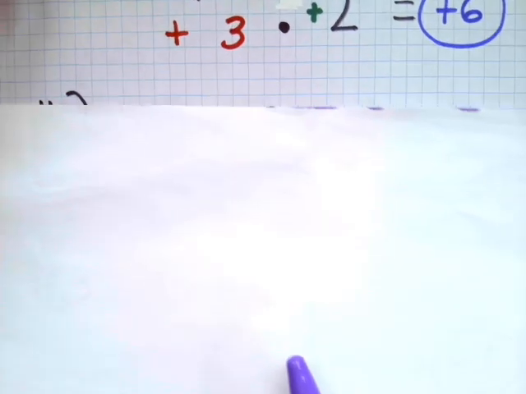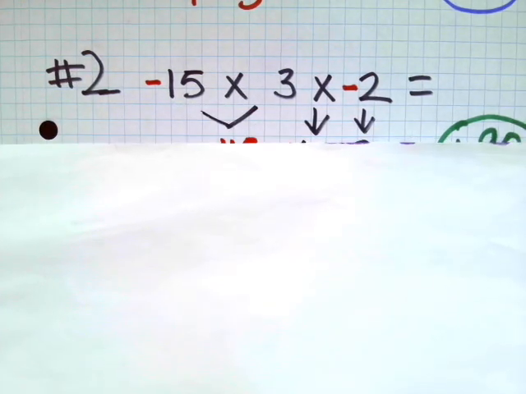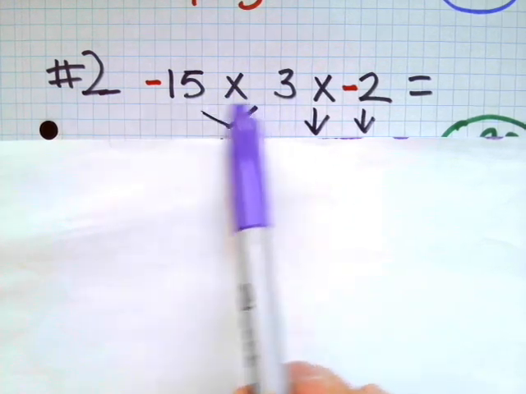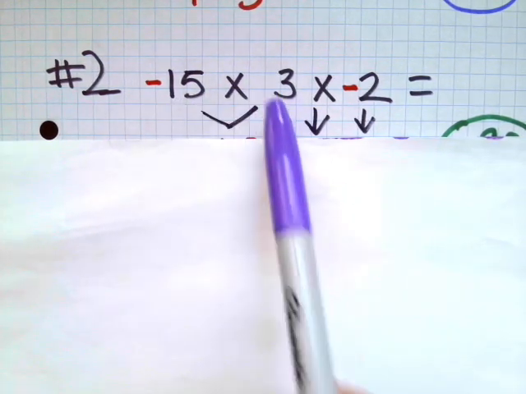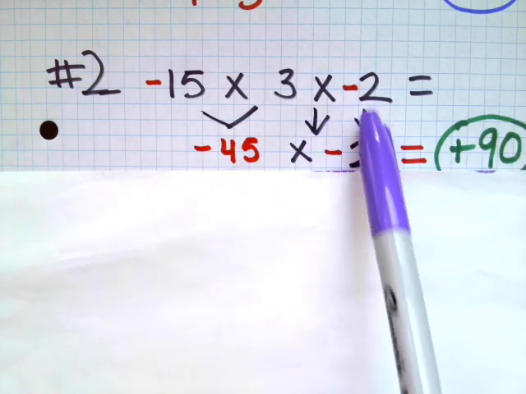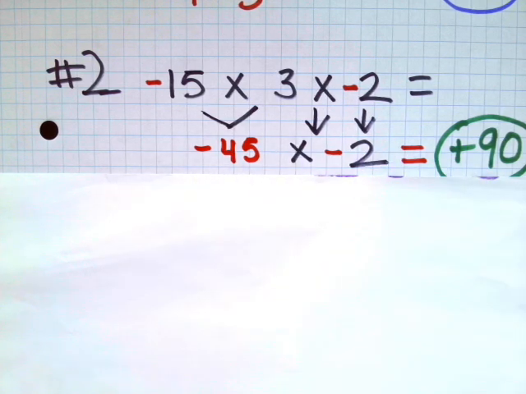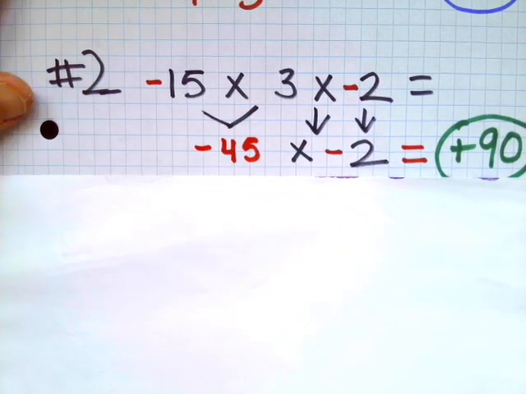All right, let's take a look here at number 2. Working left to right, one different sign, I'm going to have a negative answer. And 15 times 3 is 45. Bring down my multiplication, bring down my negative 2. Same signs are going to give me a positive answer. 45 times 2 is 90.